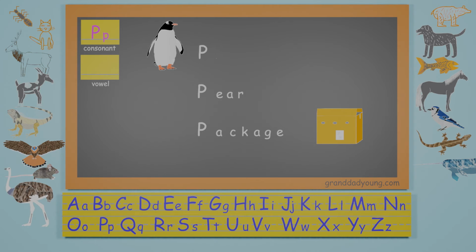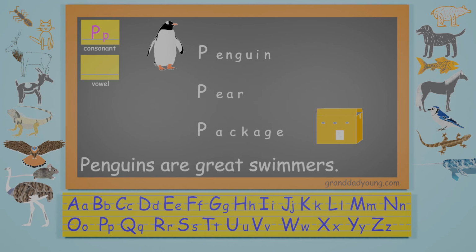Penguin. P-E-N-G-U-I-N. Penguins only live in the southern hemisphere, and their wings are not made for flying. What are they used for? Penguins flap their wings underwater so that they can travel real fast to catch food or escape predators. Penguins are great swimmers.